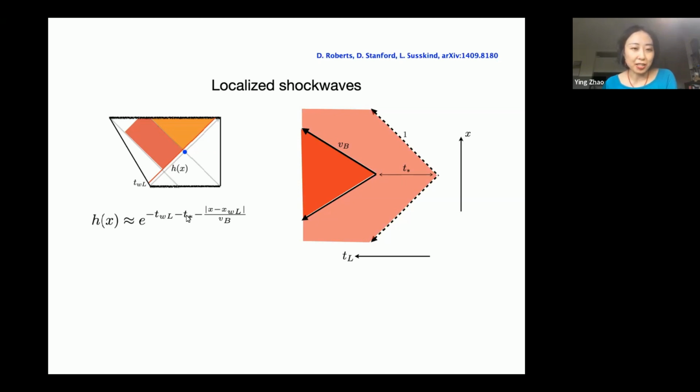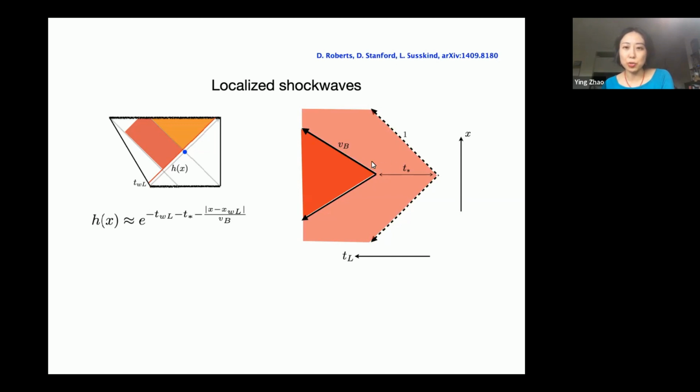You see that there is a shift controlled by t_w, the time you send in the signal. The shift is controlled by how early you send in the signal, and also depends on how far you are from the signal. x_w is the place where you send in the perturbation, and this is for generic x. And in this paper, there is also a circuit picture.